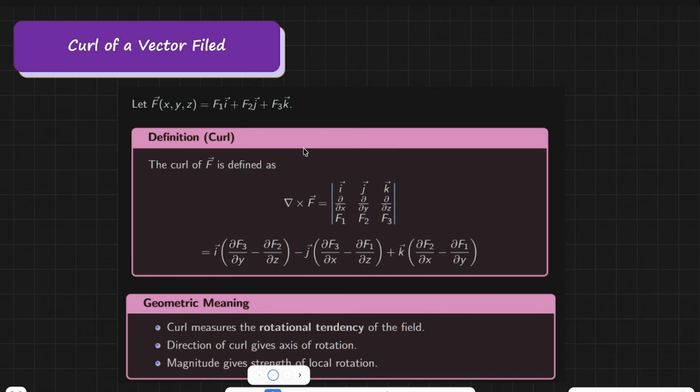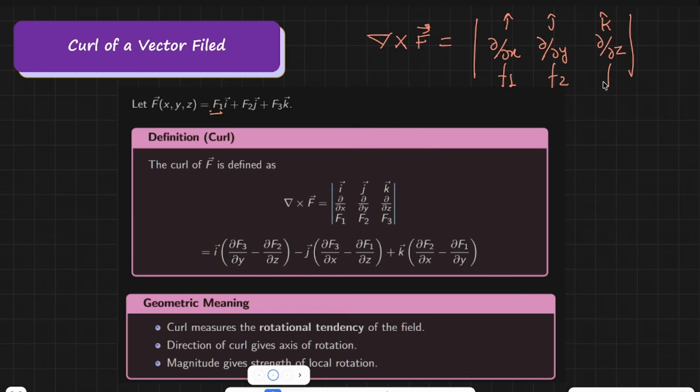Now, curl of a vector field. It is again the del operator and f vector, but now we are taking the cross product, and cross product means finding the determinant. So this is i cap, j cap, k cap and its determinant. The coefficient of i cap is dou by dou x, coefficient of j cap is dou by dou y and the coefficient of k cap is dou by dou z. Now put the coefficients of f vector: f1, f2, f3. Now you solve this determinant. First take this one minus this one, apply and then solve the derivatives.